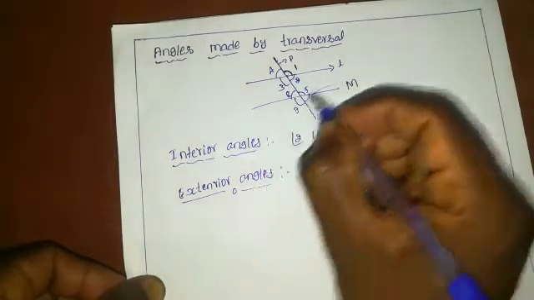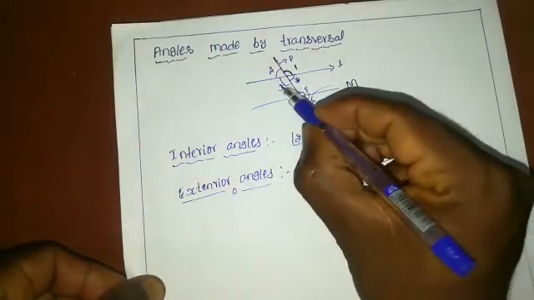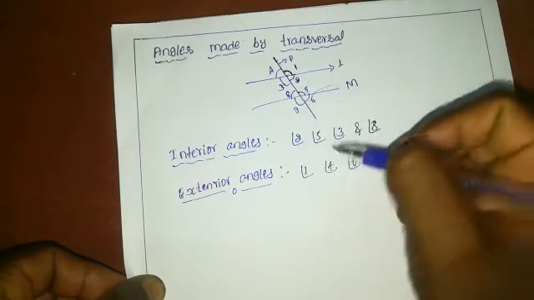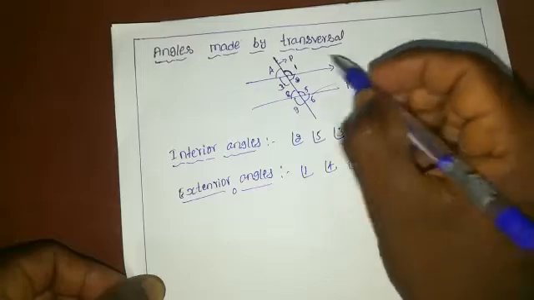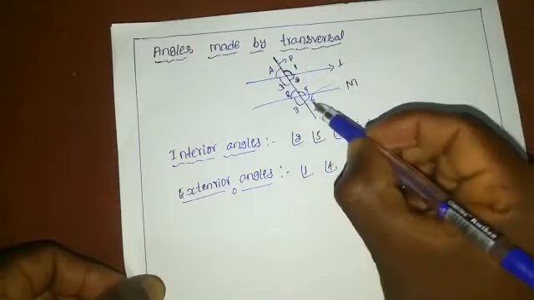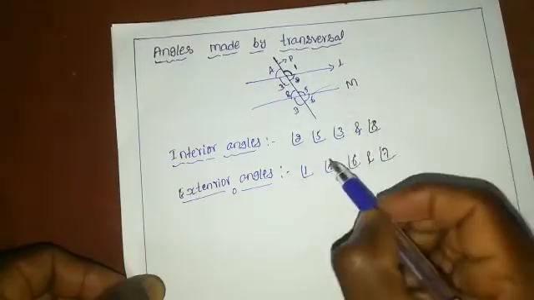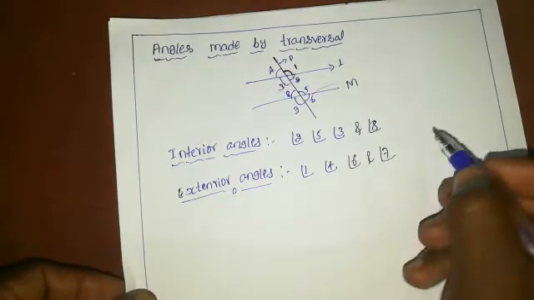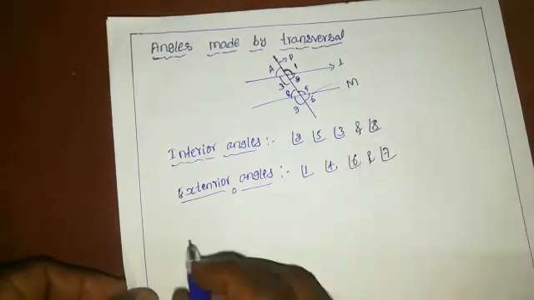Interior means inside the diagram: 2, 3, 5, 8 are interior angles. Exterior means outside the diagram, which means angle 1, angle 4, angle 6 and angle 7. These are exterior angles. Next, we have to find out the corresponding angles.